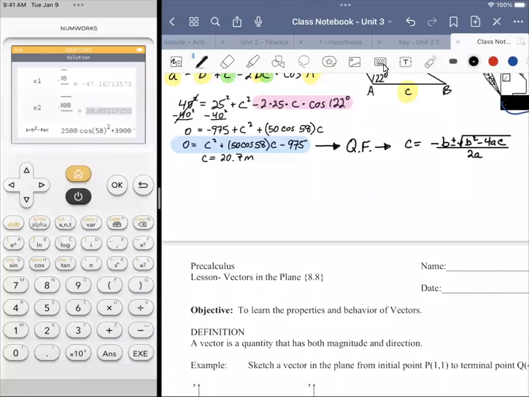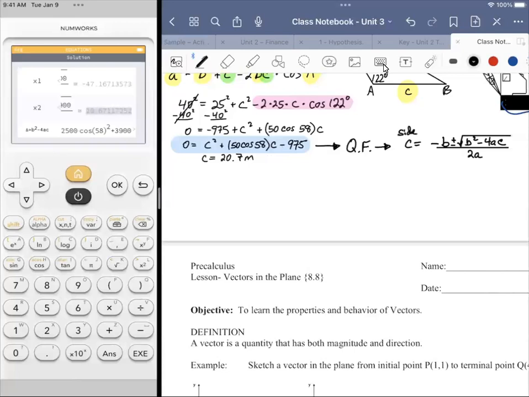All right. So the leading coefficient is 1, so that's my a value. That 50 cosine 58, that's my b value. And we have this little conflict here where I'm saying c for the actual side c, and then I have c that represents this independent variable here. So that could be a little weird. So maybe you do want to go with x, or you could use subscripts. It really doesn't matter. I'm just going to make a note that this is side c.